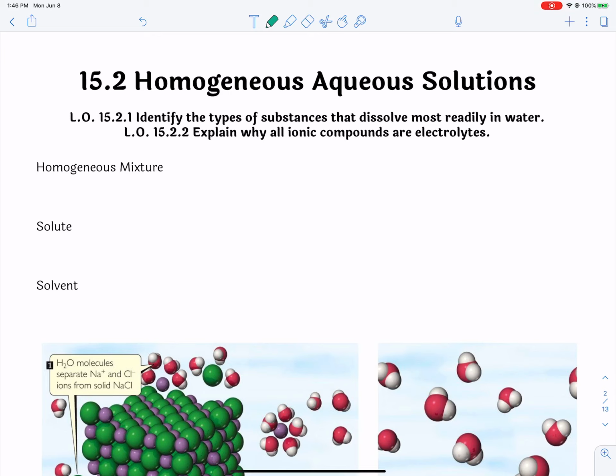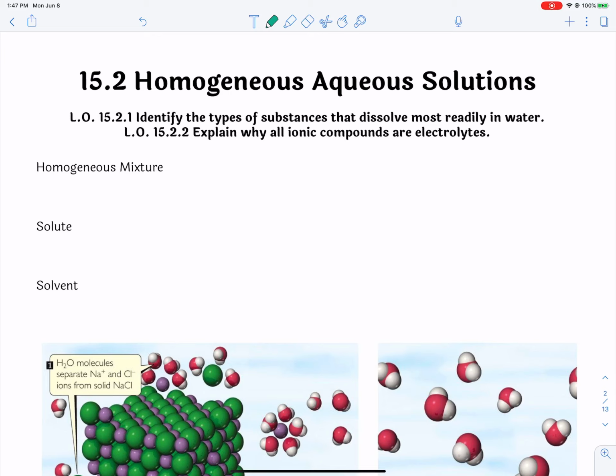Okay, 15.2, homogeneous aqueous solutions. So this is a good review of some vocab that you might have gone over way back at the beginning of sophomore chemistry, the difference between a heterogeneous mixture and a homogeneous mixture. And the big difference there is that a homogeneous mixture is uniform in composition, and the components are evenly distributed and not easily distinguished.